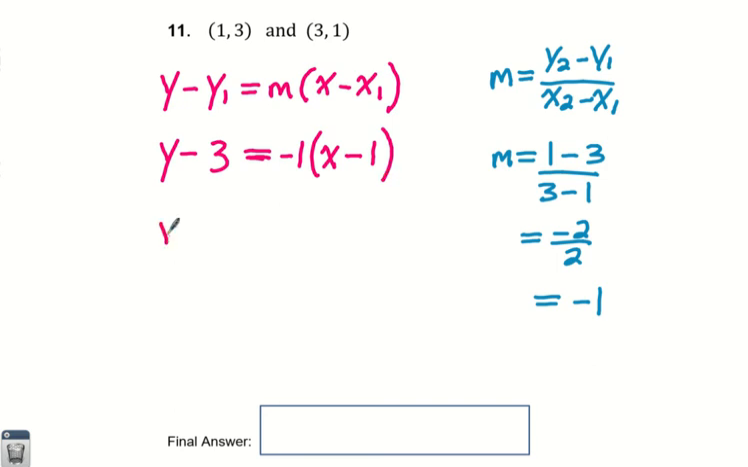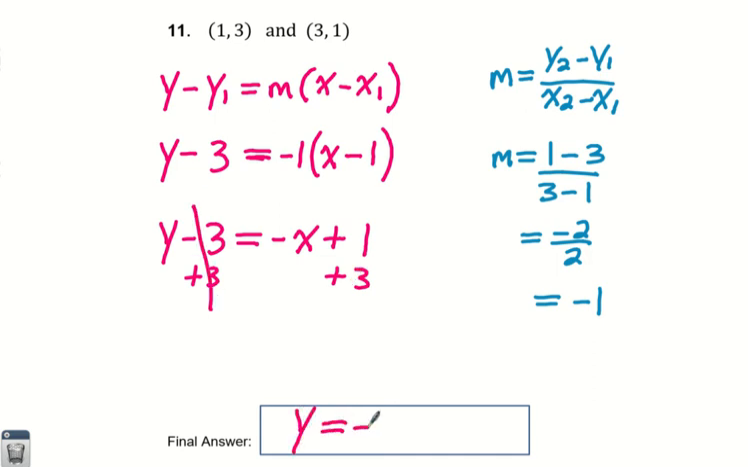And just, again, same stuff over and over. Let's clear the bubble and then get y by itself. So -1 times x is -x. -1 times -1 is +1. And then I have to add 3 to the other side to get y by itself. -x plus 4.